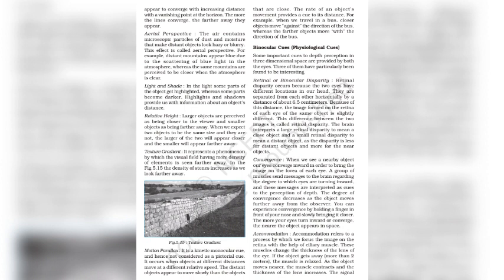These muscles change the thickness of the lens of the eye. If the object gets away more than 2 meters, the muscle is relaxed. As the object moves nearer, the muscle contracts and the thickness of the lens increases. The signal about the degree of contraction of the muscle is sent to the brain, which provides the cue for distance.